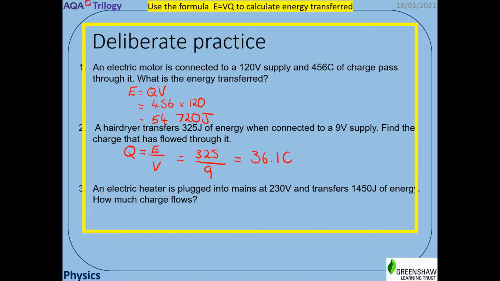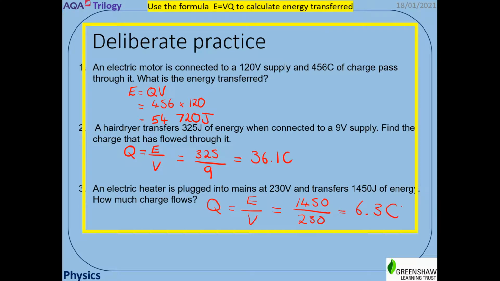coulombs. And finally, an electric heater is plugged into mains at 230 volts and transfers 1,450 joules of energy. How much charge flows? So again, I'm using Q equals E divided by V. So it's the same equation. I thought they were different ones. Never mind. So Q equals 1,450 divided by 230. That is actually mains voltage. 1,450 divided by 230 equals 6.3 coulombs.